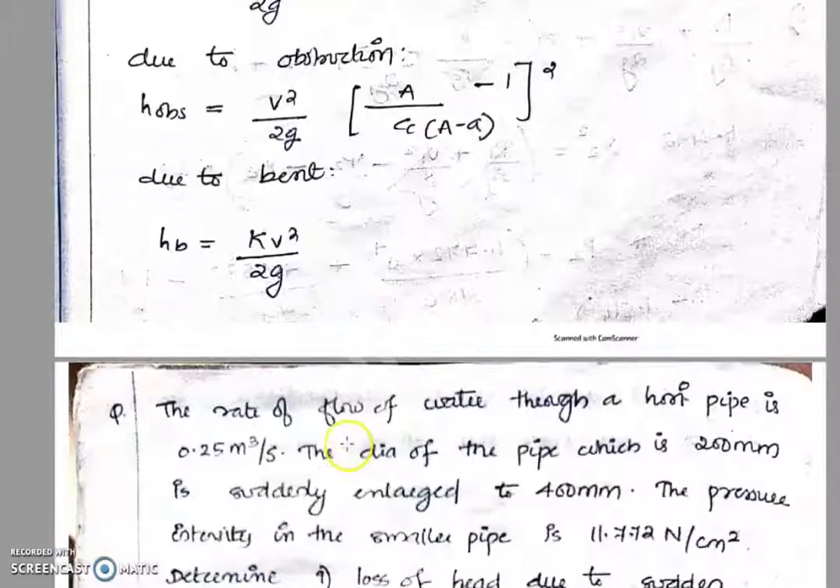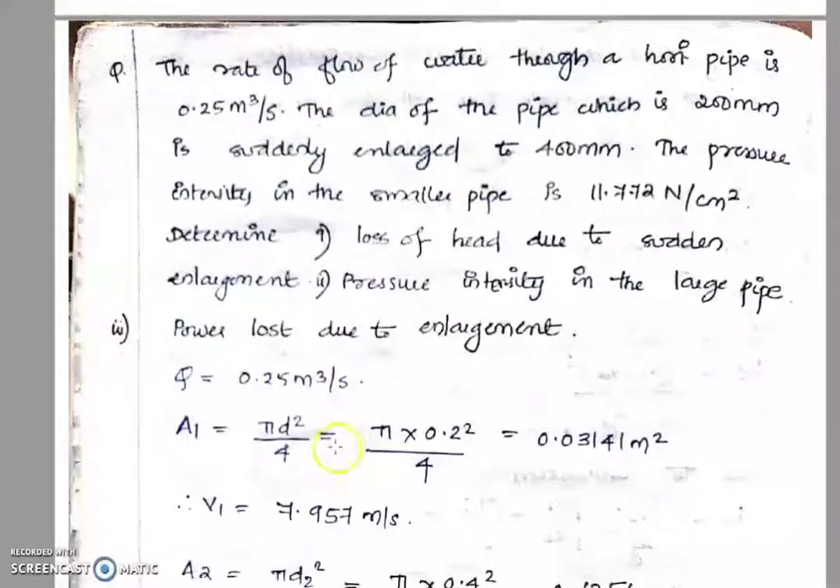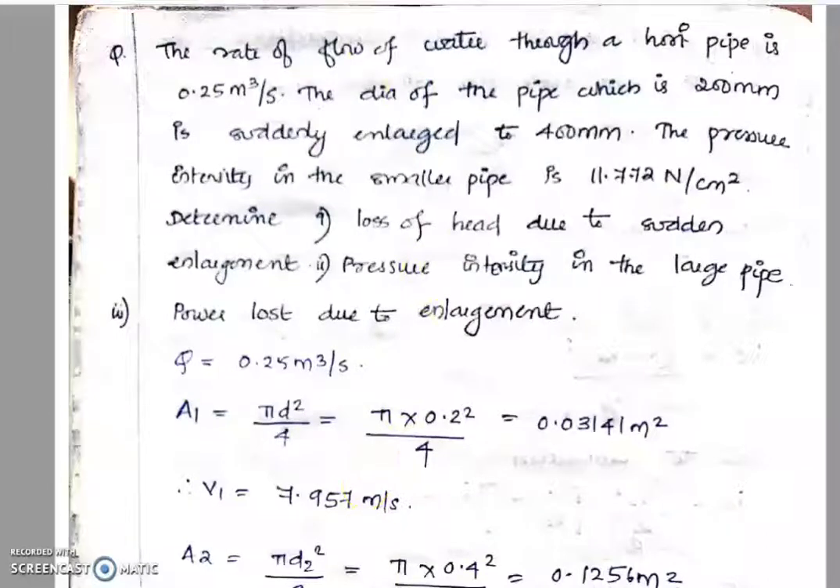So here we will see one example for the losses of head. In this example, the rate of flow of water through a horizontal pipe is 0.25 meter cube per second, and the diameter of the pipe initially is 200 mm and is suddenly enlarged to 400 mm. The pressure intensity in the smaller pipe is 11.772 Newton per centimeter square. Determine the loss of head due to sudden enlargement. That's the first one. Second, the pressure intensity in the large pipe. Third, the power loss due to enlargement.